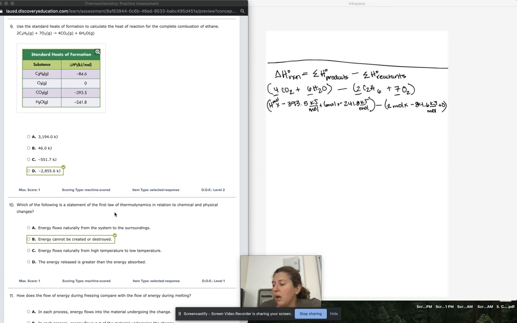So we have that, and when I simplify everything out, so get rid of all my moles, multiply those things, add them, and then subtract, my final value is that negative 2,855.6 kilojoules. So that's how we get that problem.